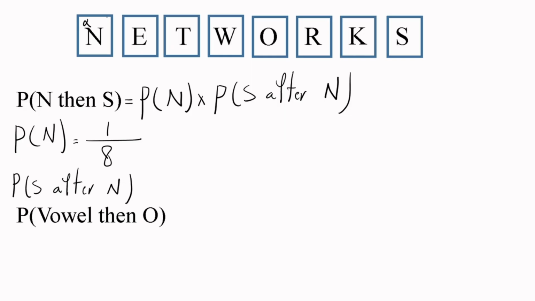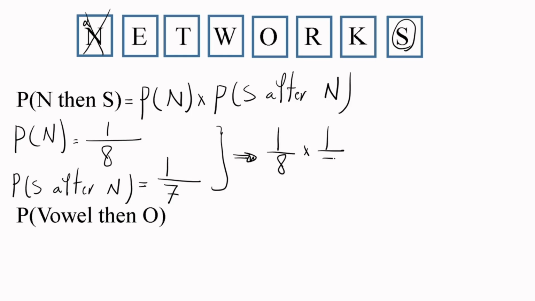And P of S, the probability of S after N. In this case, we need to eliminate N because we have already picked that. What is the number of favorable outcomes? As you can see, I have one favorable outcome. And in this case, I have 7 possible outcomes. Why? Because I have already eliminated one of the cards. So this probability is going to be 1 over 8 times 1 over 7. It's going to be 1 over 56. Really easy.